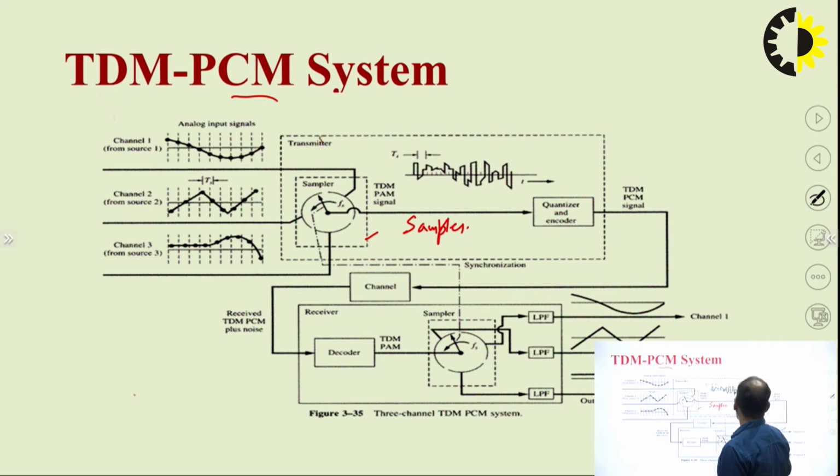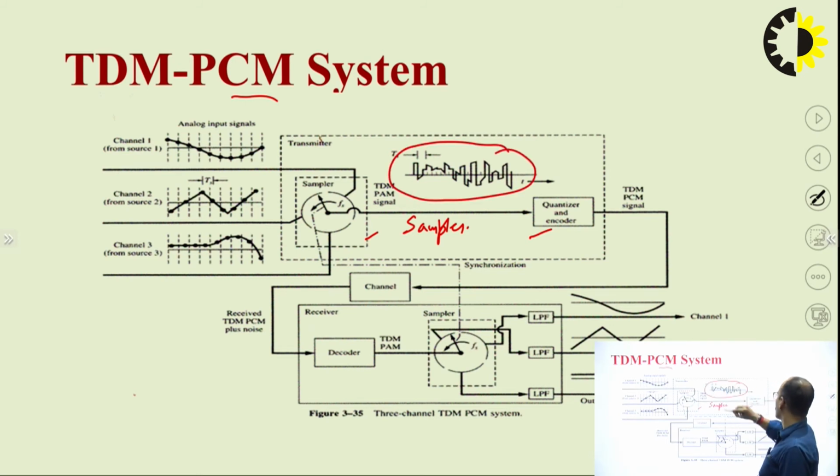Those samples are then quantized and encoded, and we get this encoded signal, a digital signal like 101011, which is applied to the channel. This channel will send that data to the next location, and here is the receiver part. Here decoding is done. In this decoding procedure, again there is the decommutator switch, and this is the complete TDM PCM system.